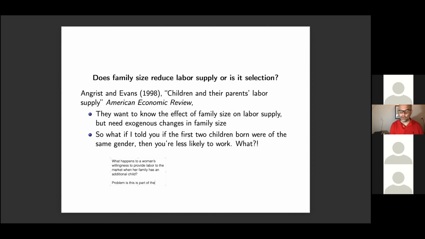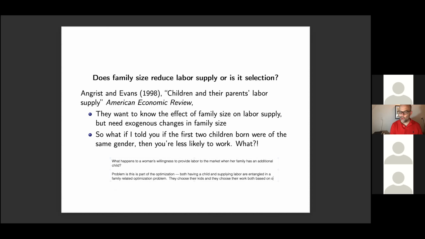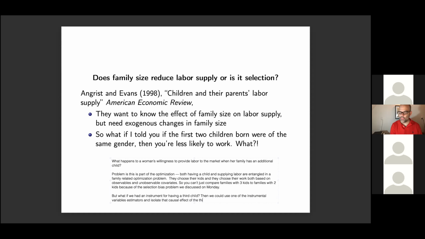Problem is, this is part of the optimization. Both having a child and supplying labor are entangled in a family-related optimization problem. They choose their kids and they choose their work, both based on observable and unobservable covariates. So you can't just compare families with 3 kids to families with 2 kids because of the selection bias problem we discussed on Monday. What if we had an instrument for having a 3rd child? Then we could use one of the IV instrumental variables estimators, and isolate that causal effect of the 3rd kid on labor supply.